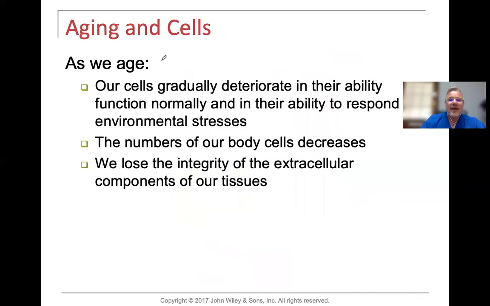It's unbelievable. And then as we age, the cells gradually start to deteriorate in their ability to function normally and in the ability to respond to different types of stresses. And the number of cells that we have in our body starts to decrease. And then we start to lose the integrity of the extracellular components of our tissues. That's just normal physiology. And there are things we can do to slow it down. Obviously, the more active we are, the more active our brain is, the more movement of the human body, right? The body needs three things. It needs oxygen, it needs glucose, and it needs stimulation or movement to really drive and thrive and develop.